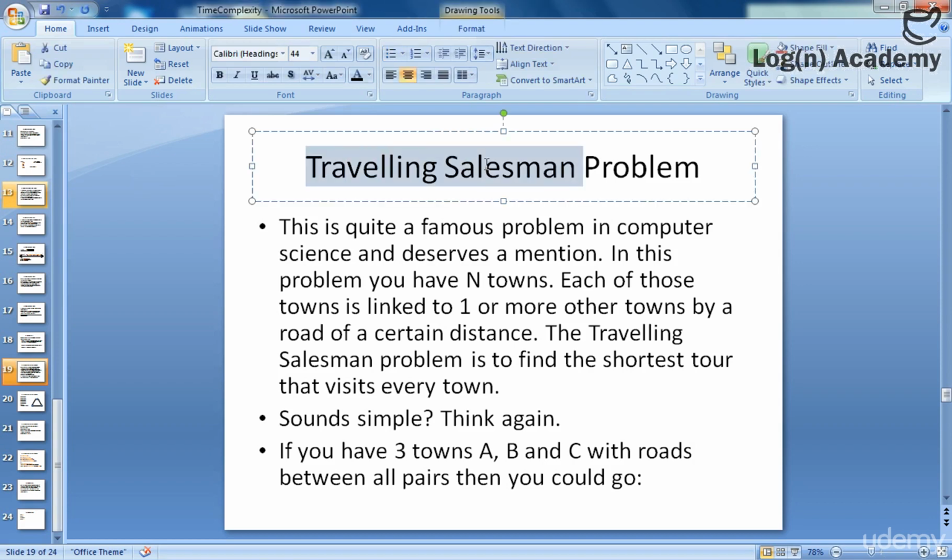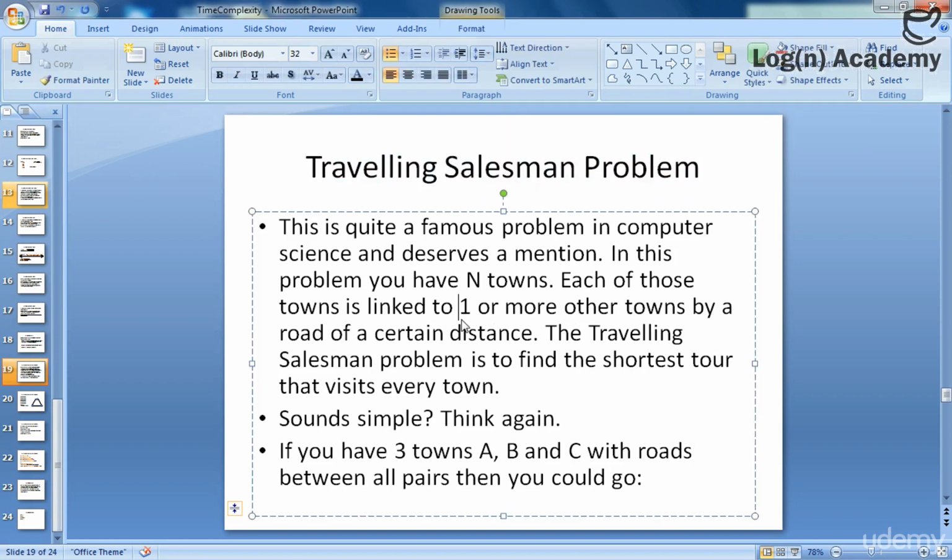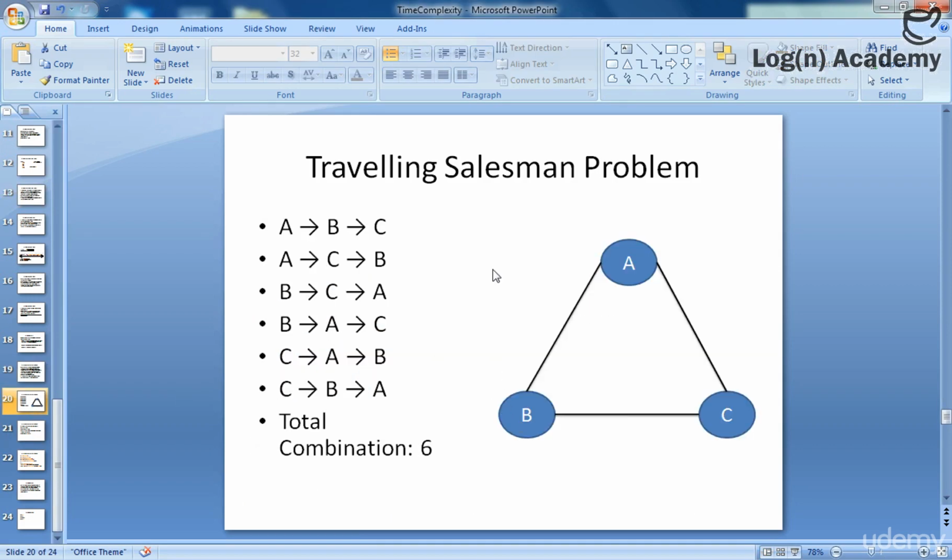Now here's another problem, the traveling salesman problem. It's a very famous problem in computer science, and it deserves a mention. So what happens in this problem: you have n towns. Each of those towns is linked to one or more towns by road of a certain distance. The traveling salesman problem is to find the shortest tour that visits every town. So the problem here is something like this one. You have three towns, like we have three towns A, B, and C, and a salesman is there to do his work.